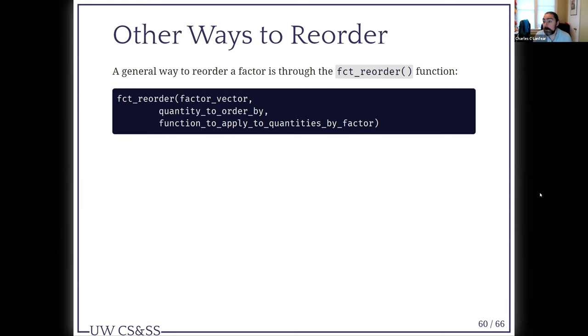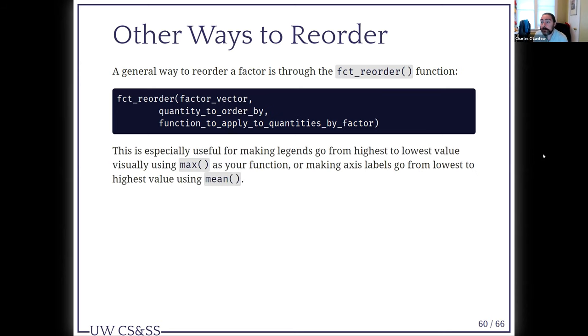Maybe you want to reorder them based on something other than their frequency. Maybe you want to reorder them by what has the highest numeric value of something or lowest numeric value. There's a generic function for that called fct_reorder. You give it some factor or character data, which you want to turn into a factor, some quantity you want to order it by, and some function to apply to the quantity to determine what is the highest level value, like the minimum, median, mean, maximum. Okay?